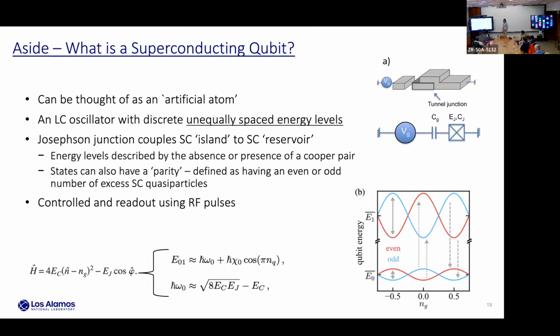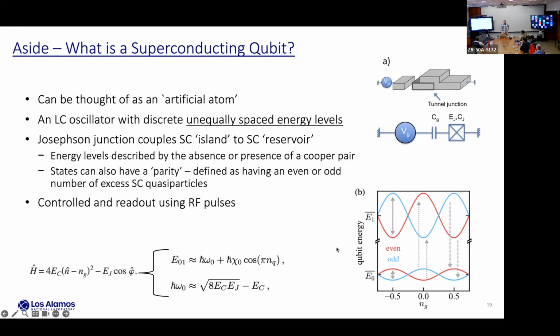And so you have a small superconductor, the island, coupled to a bigger one, which is the reservoir, and the energy levels are defined by either the absence or the presence of an excess Cooper pair on the island, where a Cooper pair is the charge carrying unit of a superconductor. It's two electrons or quasi-particles that have paired together to make some new particle that doesn't feel electrical resistance.